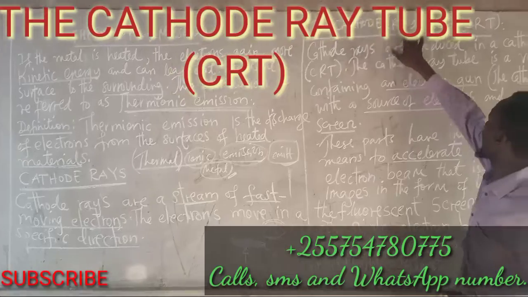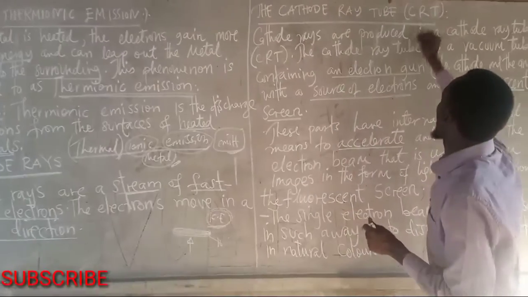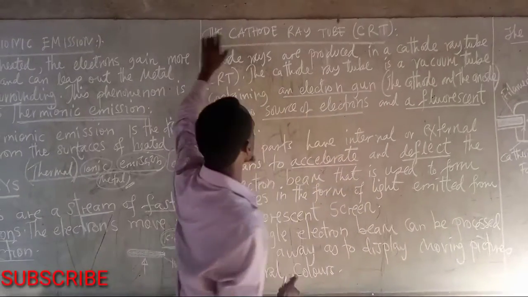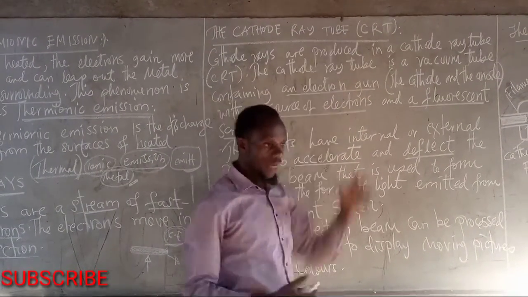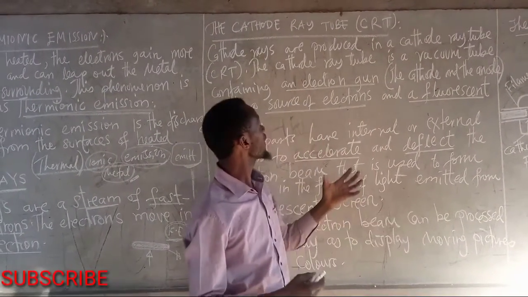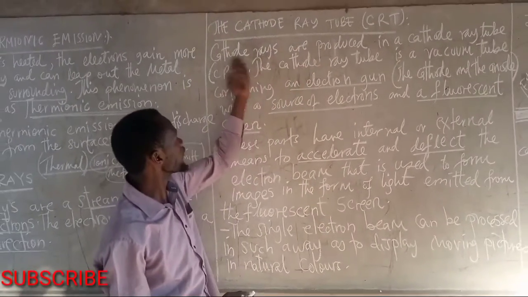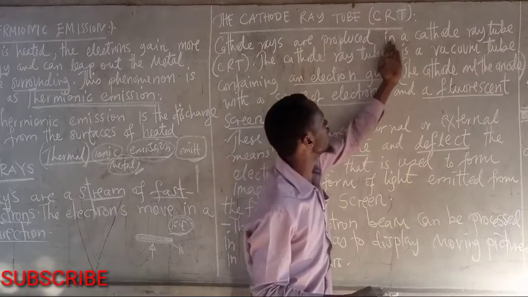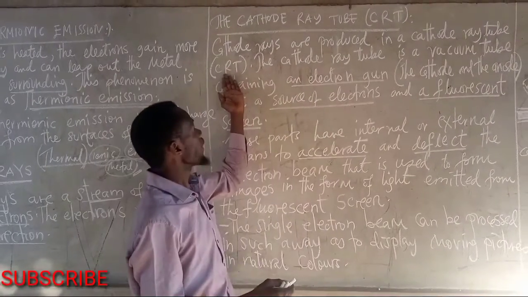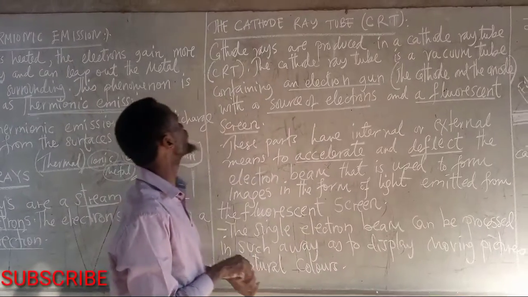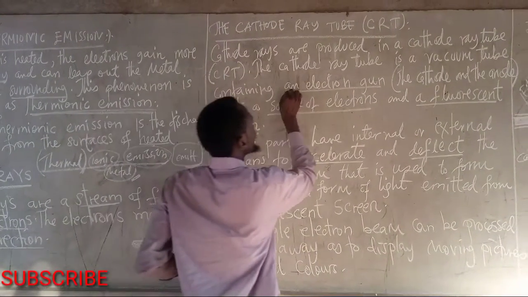Where are they produced? In the cathode ray tube, which we call CRT. CRT, that is the cathode ray tube. Cathode ray tube, meaning here there is production of cathode rays. Now we say cathode rays are produced in the cathode ray tube, that is CRT. The cathode ray tube is a vacuum tube that contains an electron gun.